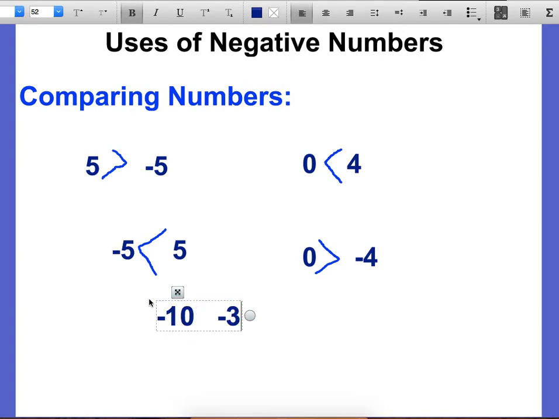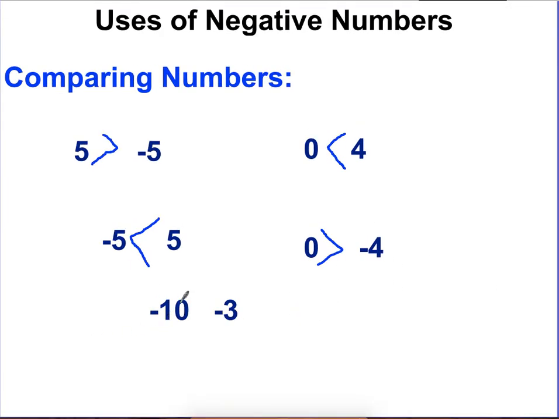The other one that might be confusing is when we have two different negative numbers, like -10 and -3. It might be helpful to think of it as temperature or as money. If I'm looking at temperature, -3 would be closer to 0. If I think of money, if I owe somebody $10 or if I owe somebody $3, -3 is actually greater. Even though 10 is bigger than 3, -10 is further down from 0 than -3.